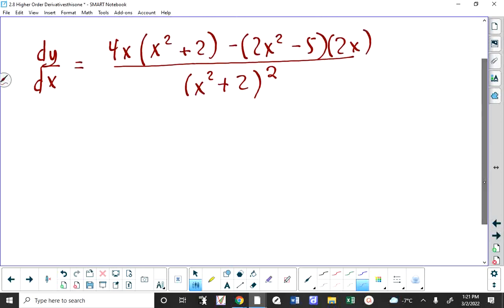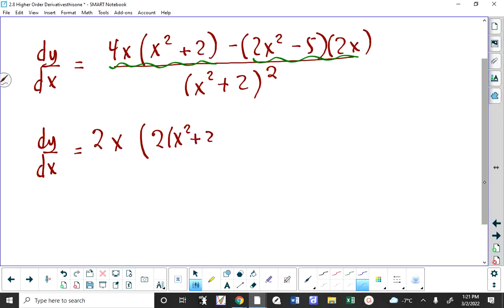So I want to simplify this first derivative as much as possible before I differentiate it again, which I think that makes sense, doesn't it? You don't want to differentiate something that's complicated. So how do we simplify? We factor dy/dx. Let's see, I can factor out an x and a 2. I'm factoring out of this term and this term. So what do I have left? Out of the first term, I have a 2 and then an x squared plus 2. Minus, out of the second term, I have a 2x squared minus 5.